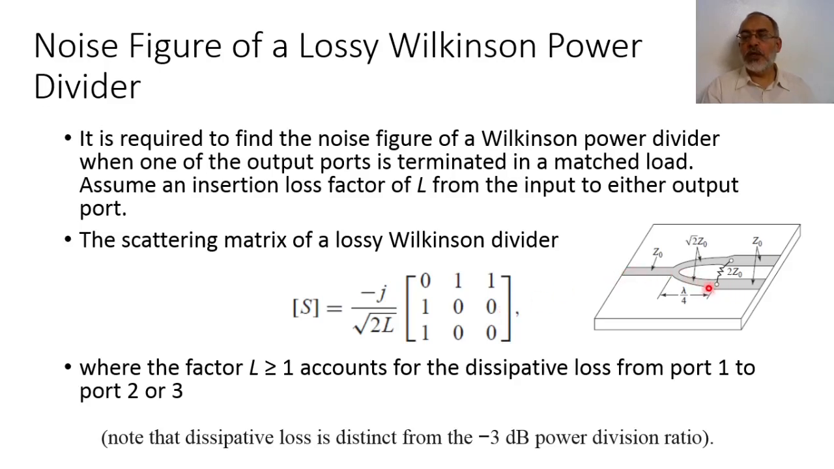Assuming that the Wilkinson power divider is lossy, the power will not be divided exactly from port 1 to port 2 and port 3. There will be some attenuation. So instead of 1/√2, we are going to say 1/√(2L), where L is a factor which accounts for the dissipative losses from port 1 to port 2 and port 3. So this represents some loss factor. If our Wilkinson power divider is lossy, the scattering matrix will be modified by adding a coefficient L multiplied by the factor 2 here, where the value of L is greater than unity.